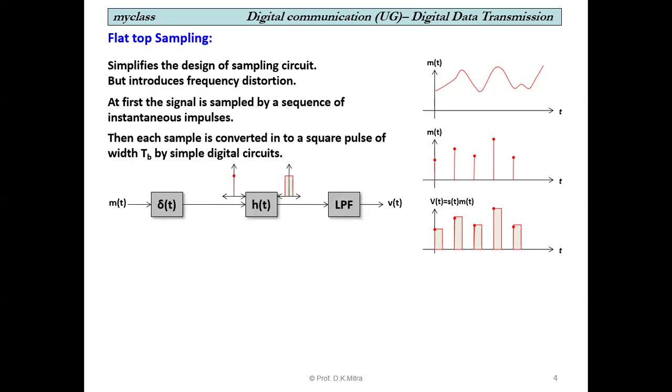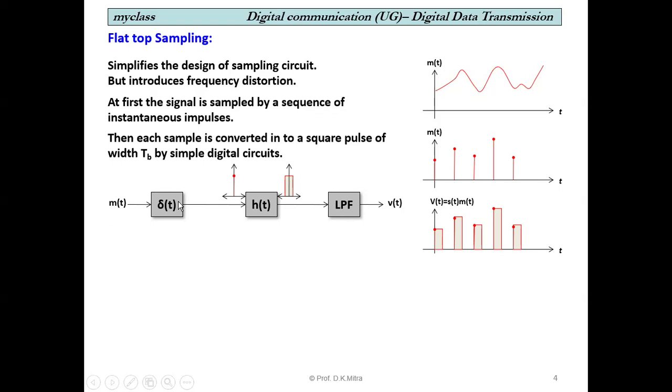Now, this is a scheme. We are now analyzing the actual sampling, and I'll try to explain why a distortion comes. Here is our original signal.